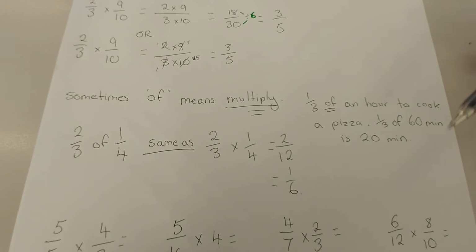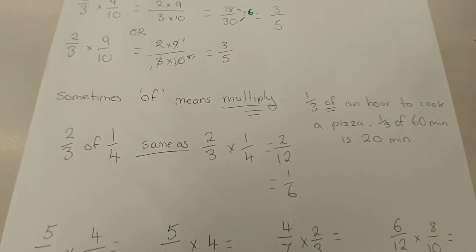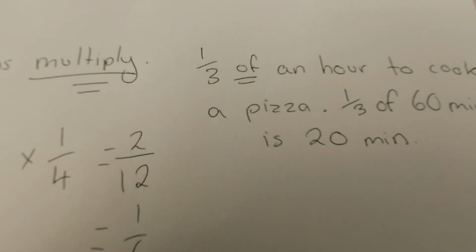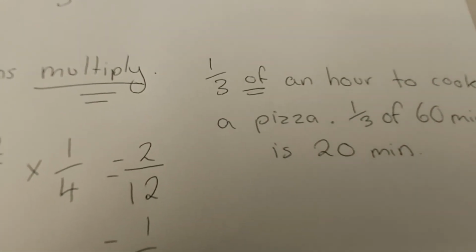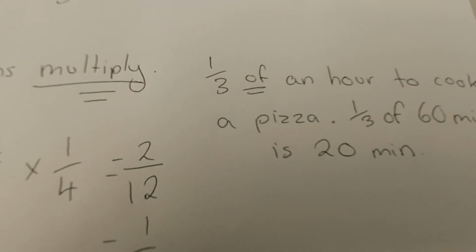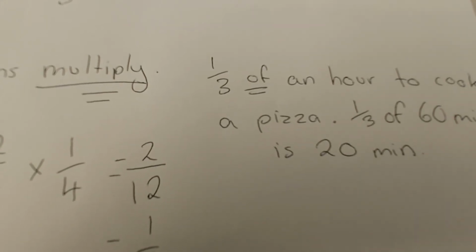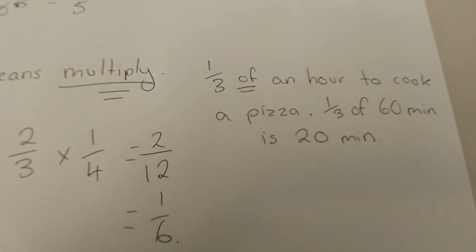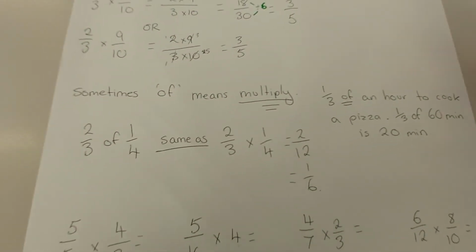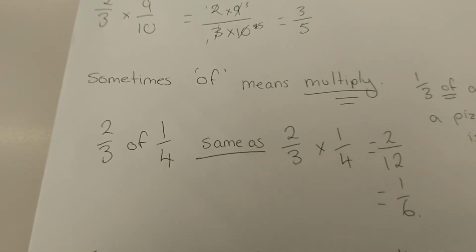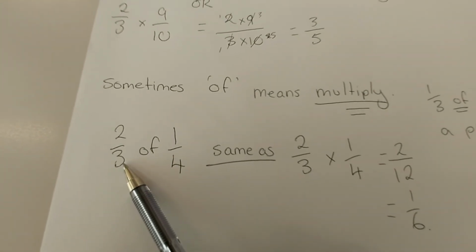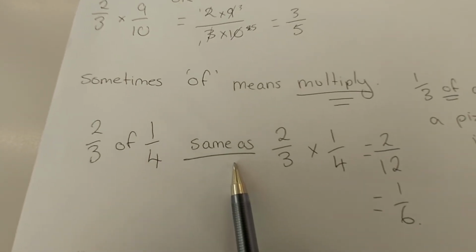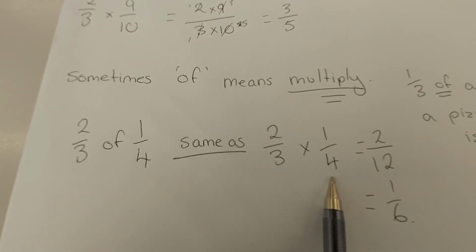All of you would understand that a third of an hour is 1/3 of 60 minutes, which is 20 minutes. So 1/3 of an hour, you are doing that multiplication there. It seems like division because it's less, but you are actually multiplying. Now I've confused you. Okay, so let's have a look at this question. 2/3 of 1/4. That means exactly the same thing as 2/3 times 1/4.